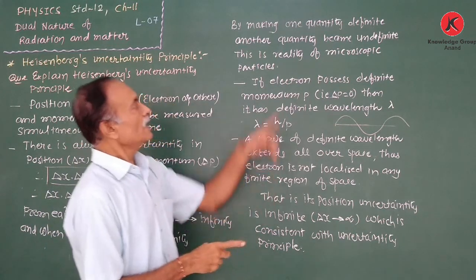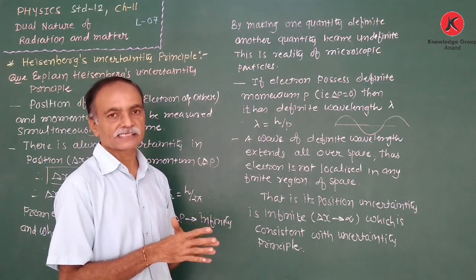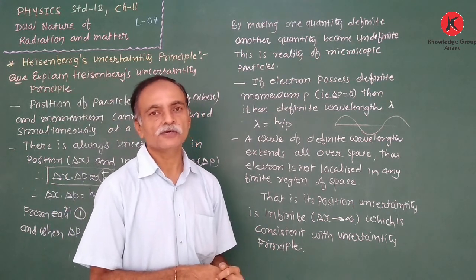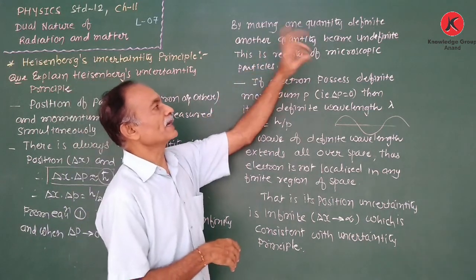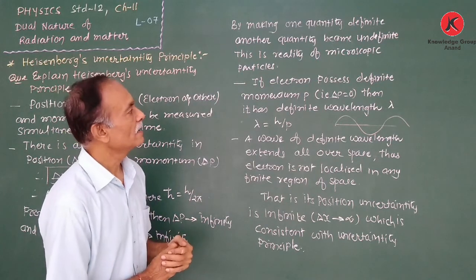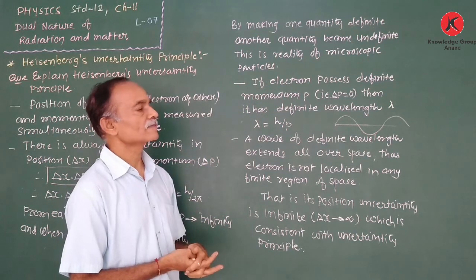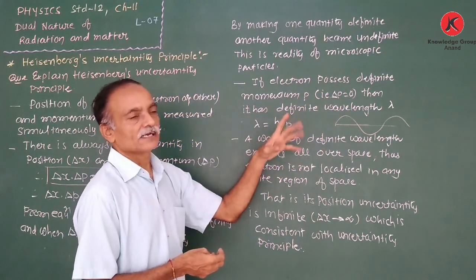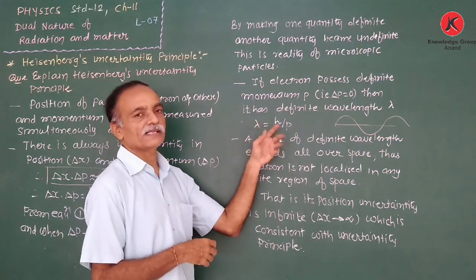Again, by making one quantity definite, that means delta x is fixed, that means the position is fixed, therefore delta x tends to 0, so its momentum becomes more indefinite. This is the reality of microscopic particles. Now, if the electron possesses a definite momentum p, therefore the change in momentum is 0, then it has a definite wavelength according to the de Broglie wavelength equation.